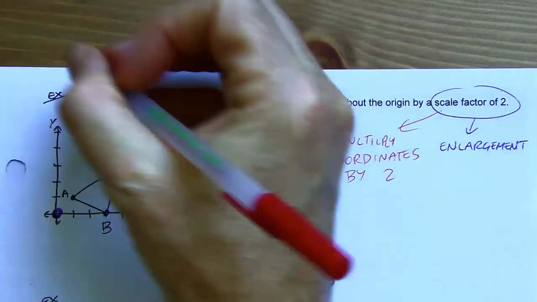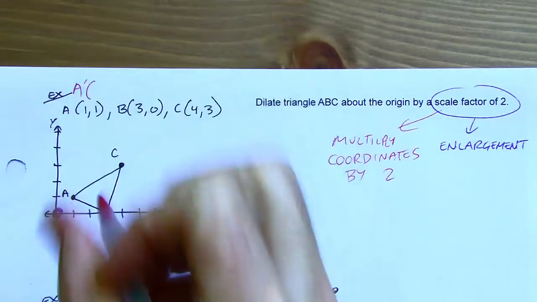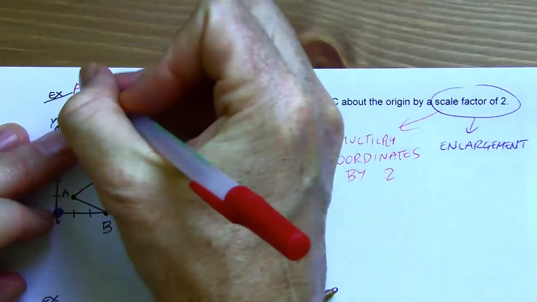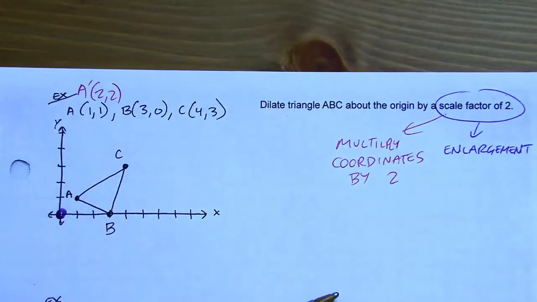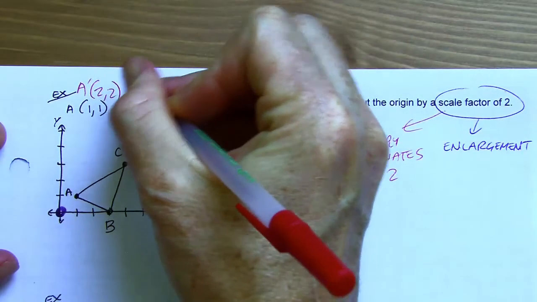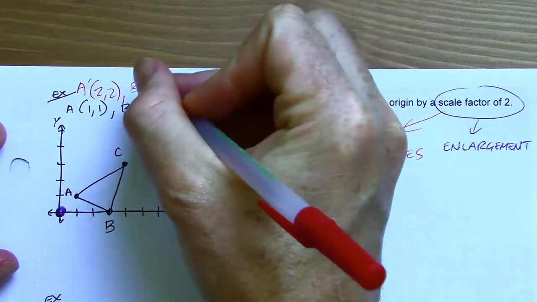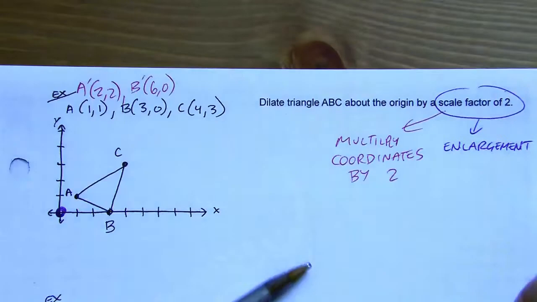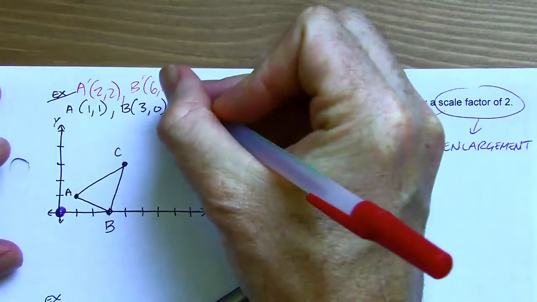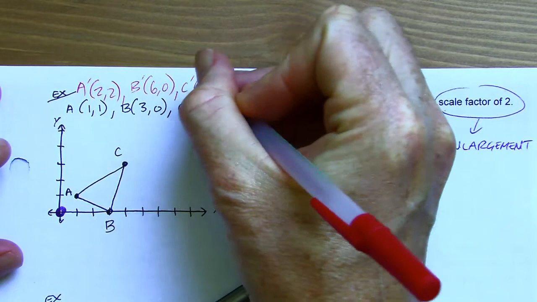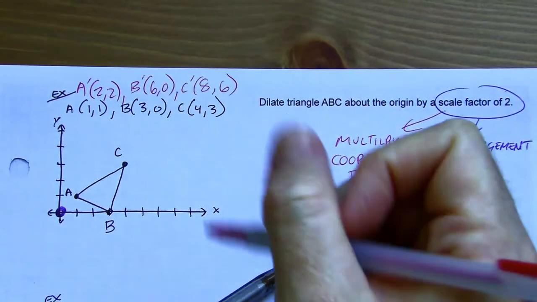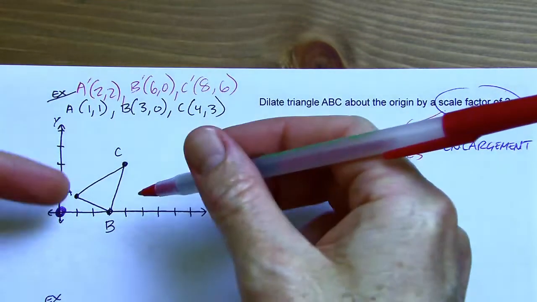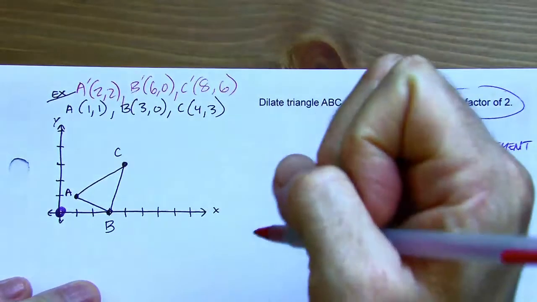Okay, so I know A prime then. Well, I can just multiply, hey, 1 times 2 is 2, 1 times 2 is 2. I just doubled A to get A prime. And I'll do the same thing to get B prime. Instead of 3, 0, I'm going to get 6, 0. 0 times 2 is 0, right? And instead of 4, 3, for C prime, I'm going to have 8, 6. Okay? And then I'm just going to plot those 3 points, and I should wind up with a triangle that looks twice as big as this one, but maintains the same shape.